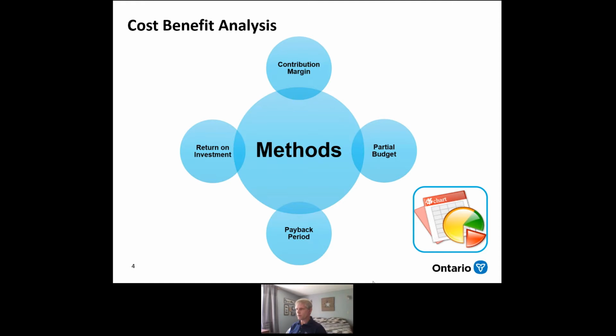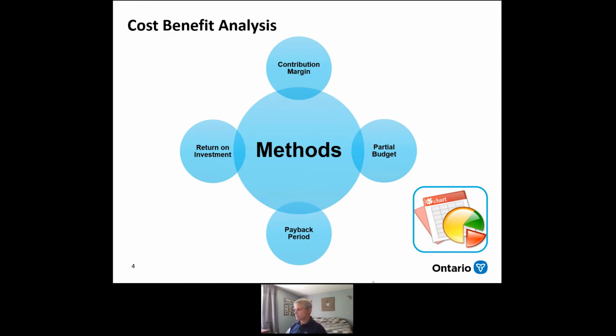So we're starting off with contribution margin, and as we work through them, each of them is adding a little bit more complexity to it, until you get to the return on investment side of things, which just requires a little bit more data and a little bit more involvement on that side of things.